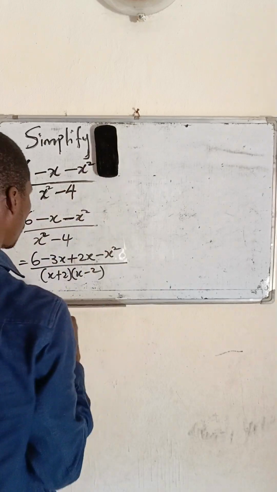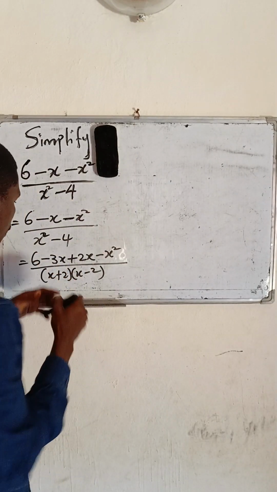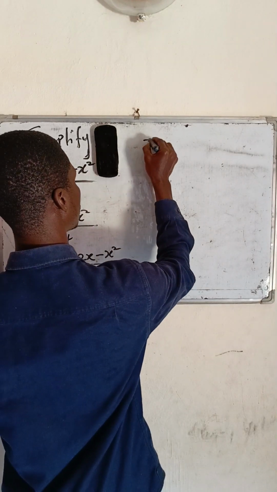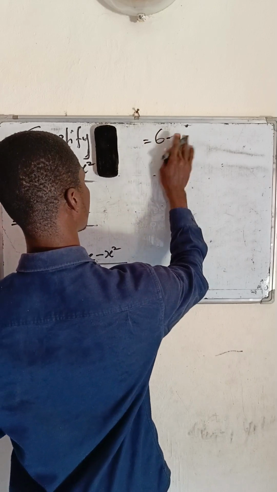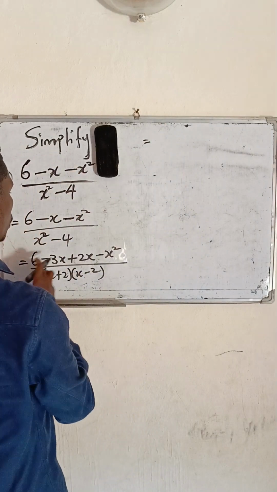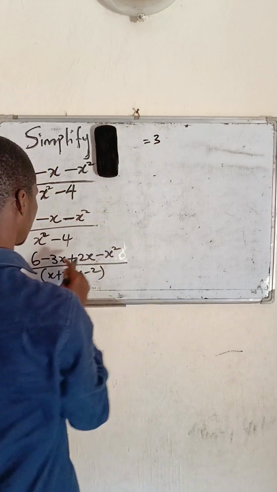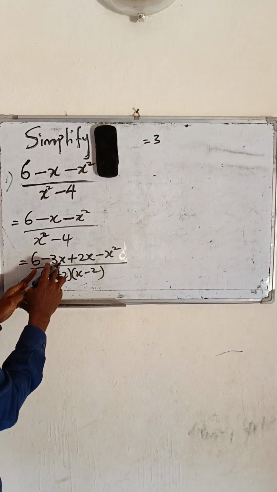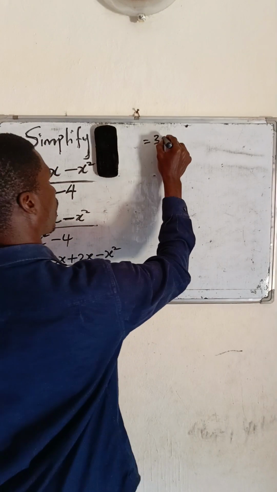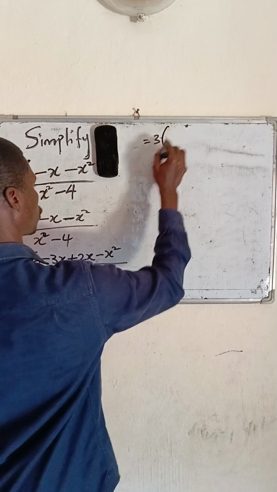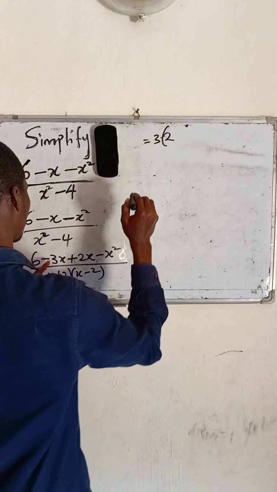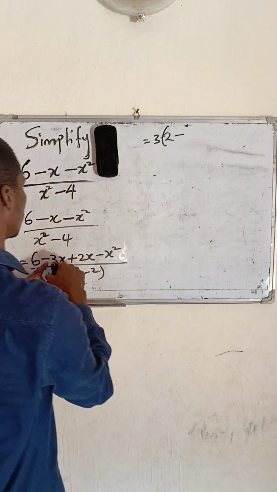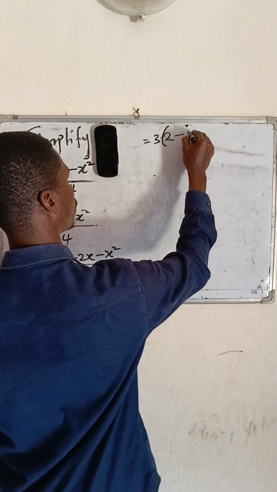Okay. So at this point, what do we do? We factorize. How do you factorize? 6 minus 3x. Okay, what is common? 3. You take it out. When you want to factorize, you take it out. 3 is common. You put your bracket. Nothing is common again. 6 divided by 3, 2. You put your sign. Minus 3x divided by 3, we have only x.